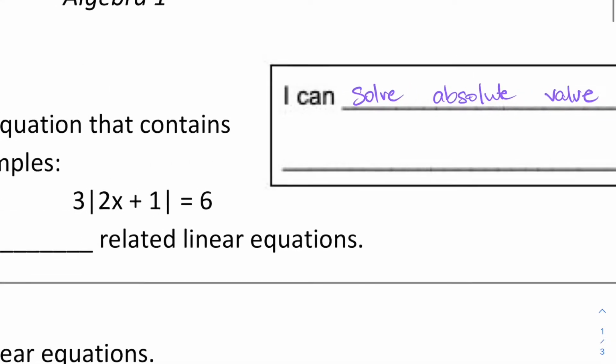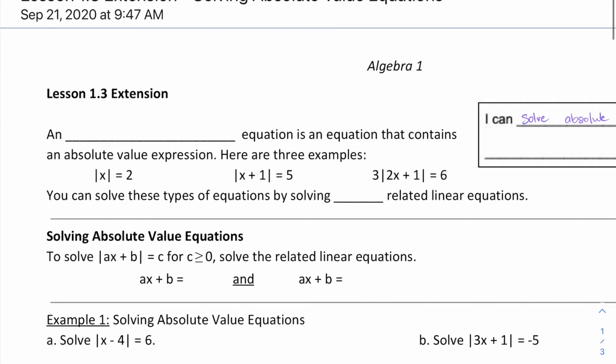So what is an absolute value equation? An absolute value equation is an equation that contains an absolute value expression. Here are three examples. So I have the absolute value of x is equal to 2. I have the absolute value of x plus 1 is equal to 2, or x plus 1 equals 5. I have 3 times the absolute value of 2x plus 1 equals 6. So all of these are absolute value equations.